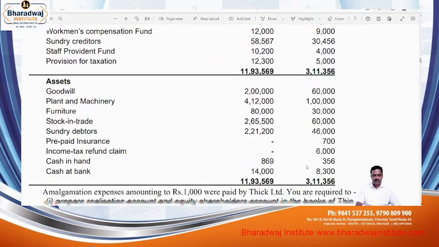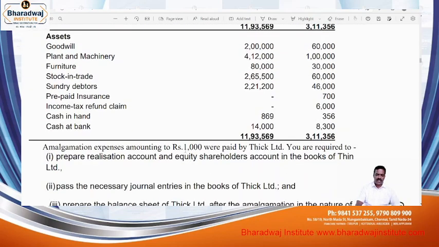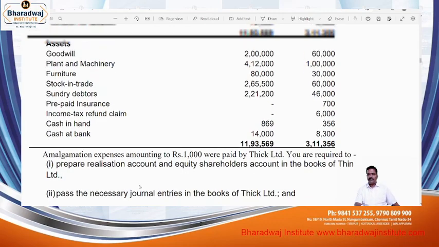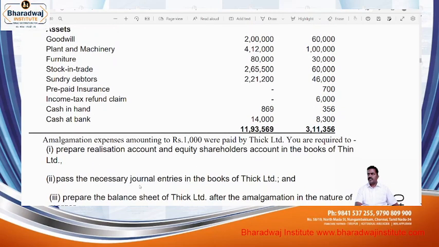Okay, assets, liabilities are given. Okay, done. Amalgamation expenses amount to how much? 1,000 to be borne by, of course, purchasing company now. They ask you to prepare selling company book. You will do. You are an expert now. Pass necessary in the books of which company? Thick Limited, and prepare what? Balance sheet. Of course, we'll do that part only. Shall we? Start. Let us start quickly.